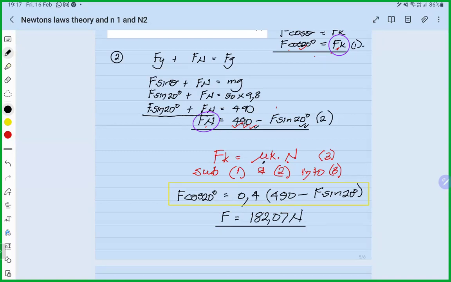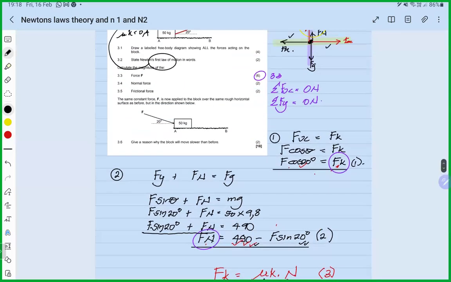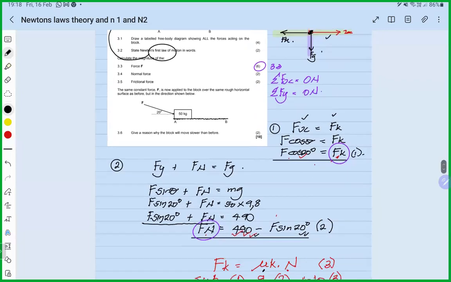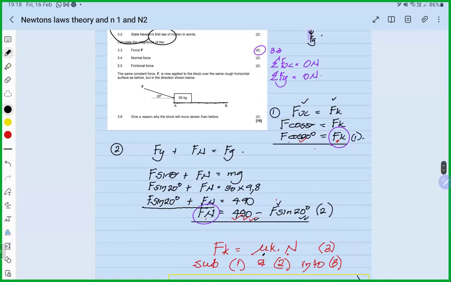So what did we do again? Just to recap. Sum of the forces in the x direction to be 0. We said Fx equals Fk. We came up with this equation here. Then we said Fy plus Fn equals Fg. We came up with the second equation here. So we ended up with one equation for Fk, and another equation for the normal.